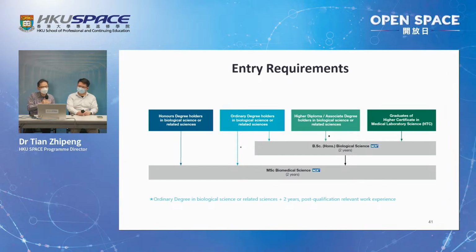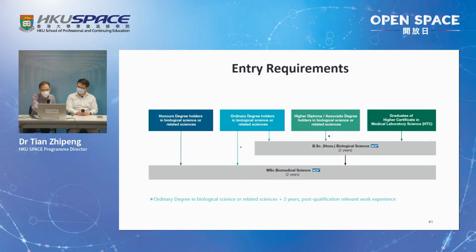Then you are eligible to apply, but we would expect you to have at least 2 years working experience. Normally this should be after you got the ordinary degree, the BSc degree already, and then you have to work in relevant areas. Preferably, you are working in a medical lab, or maybe in a biological or biomedical research lab. So if you have relevant working experience, it helps you to apply to this program.